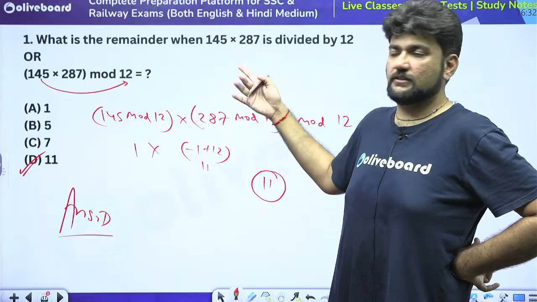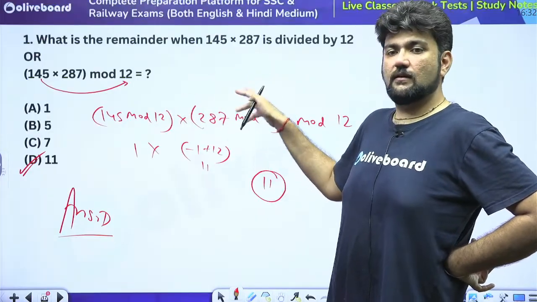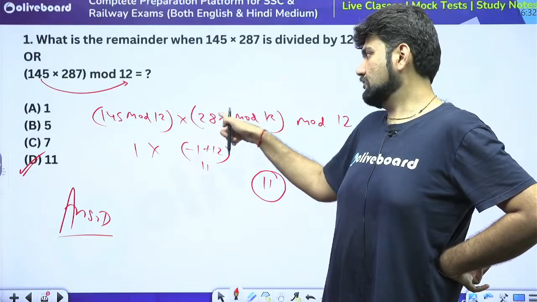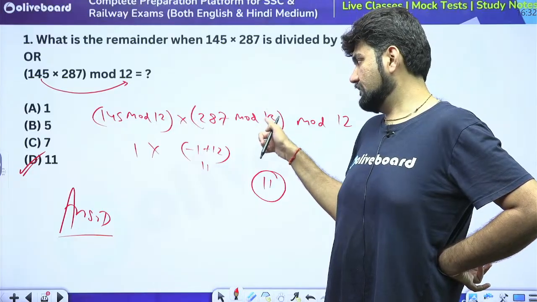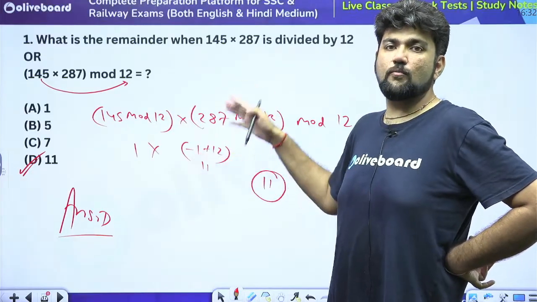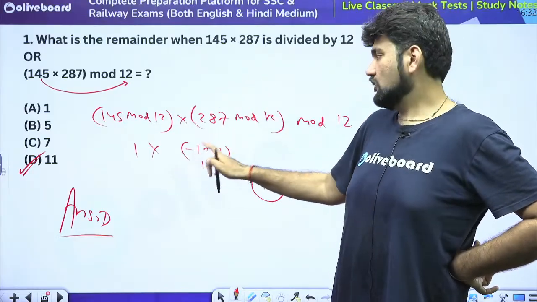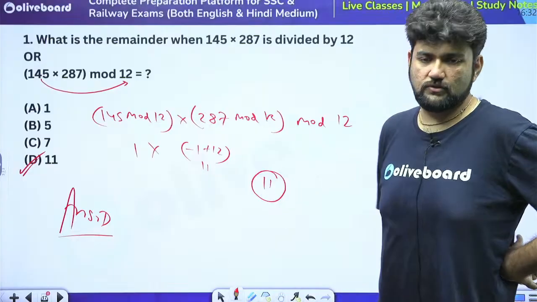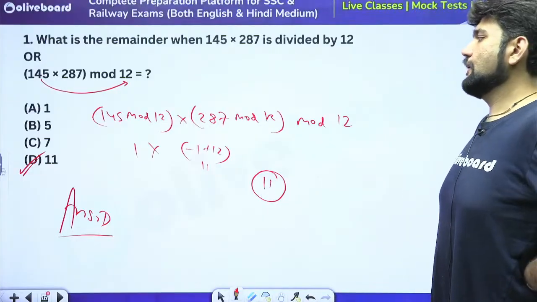You could have still gotten 11 only. But this is a faster method because you know 288 is divisible, but this is just plus 1. So you will subtract them. You will get minus 1 and then you will add this divisor here to get your answer. The moment you get a negative value, you add the divisor again to make it positive. Okay.